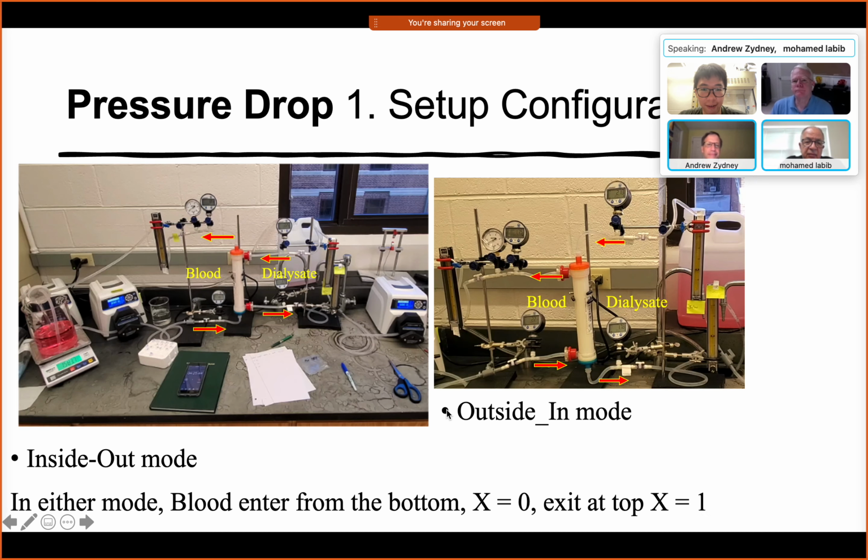Yeah. And I also have some pressure drop data for the clearance experiments. First, I want to explain a little bit about our lab setups. The right-hand side is the inside-out mode, also called the conventional mode. We have the blood from the bottom entering the dialyzer and exiting at the top. For the outside-in mode, we are just flipping the dialyzer. For convenience, at the bottom of the dialyzer, where the blood enters, we will mark it as x equals 0, and when it exits at the top, x will be equal to 1.